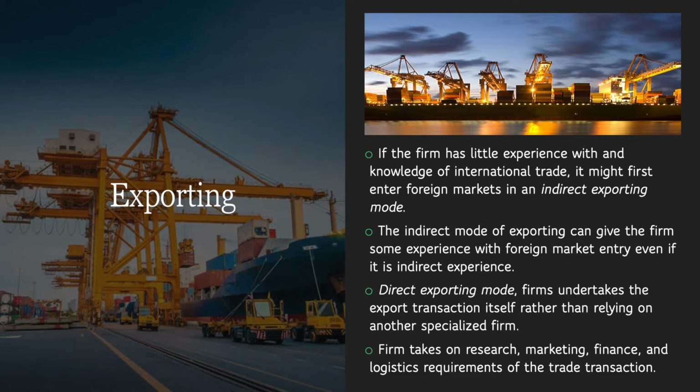Alternatively, given this experience, it can begin to make a commitment to a direct exporting mode. In this case, the firm undertakes the export transaction itself rather than relying on another specialized firm. Firms take on the search, marketing, finance, and logistics requirements of the trade transaction. Despite this extra cost, there might be an offsetting advantage in being able to develop and manage its own foreign market entry strategy.